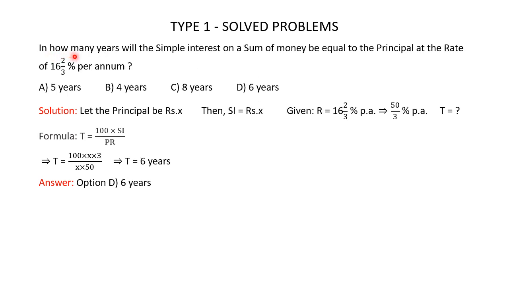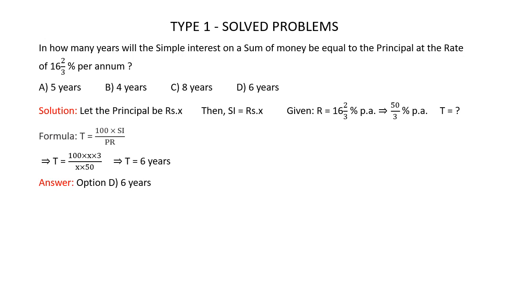In how many years will the simple interest on a sum of money be equal to the principal at the rate of 16 2/3% per annum? Here you are given 4 options and you have to find out which of these options is the correct one.